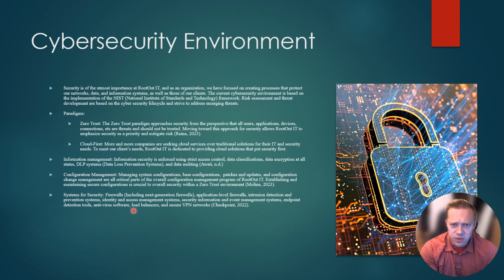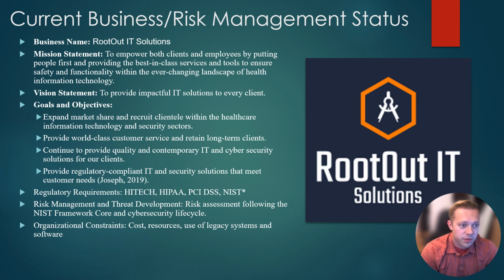So what systems do we actually use for security currently within our environment? Well, we're using several different systems such as a firewall, including next generation firewall, application level firewalls, intrusion detection and prevention systems, identity and access management systems, security information and event management systems, or SIEMs, endpoint detection tools, antivirus software, load balancers, and secure VPN connections. So when we take all these different components, such as the paradigms that are driving us, our information management, configuration management, and security solutions, we're able to address some of the different business risks that we're seeing.